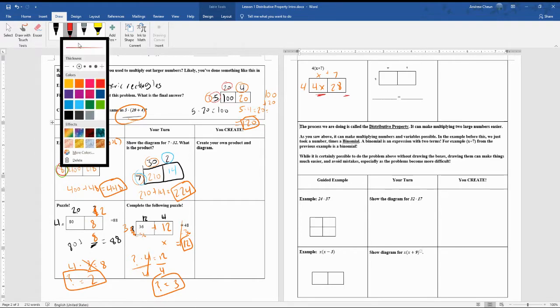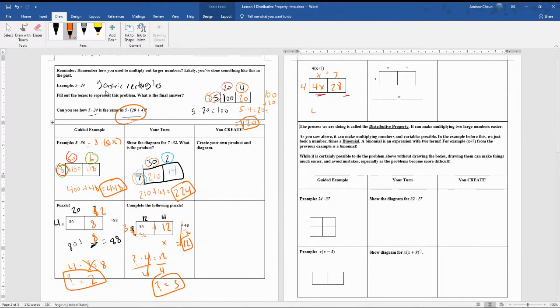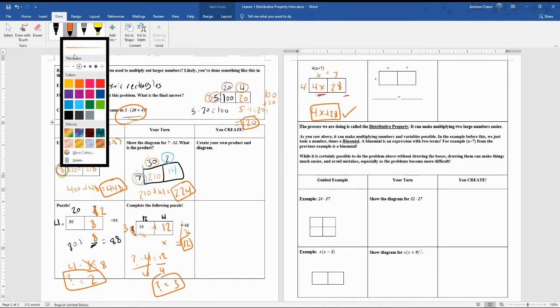So actually what we need to do is keep these as separate terms. So to write my answer, all I need to do is just 4x plus 28. And that actually is my answer. That's all I need to do. So hopefully that one isn't too bad here.